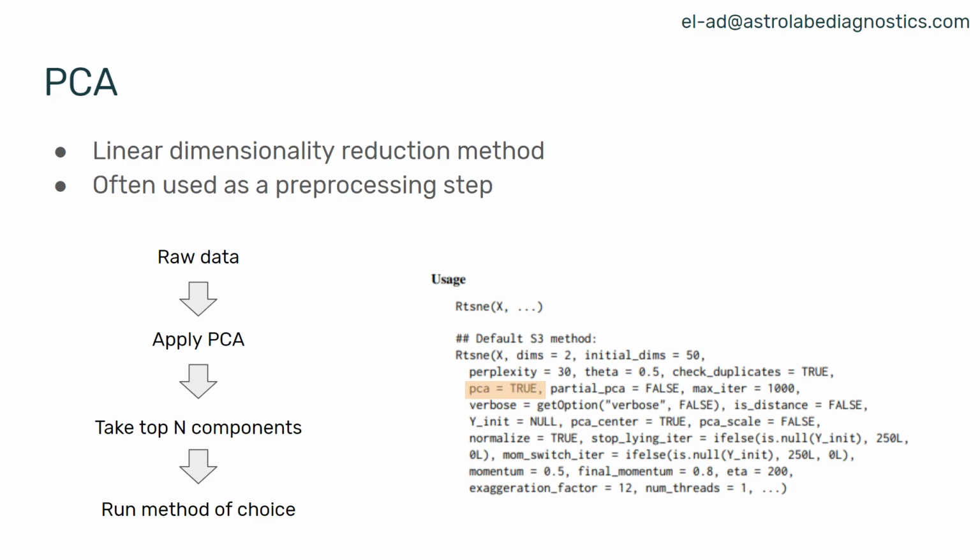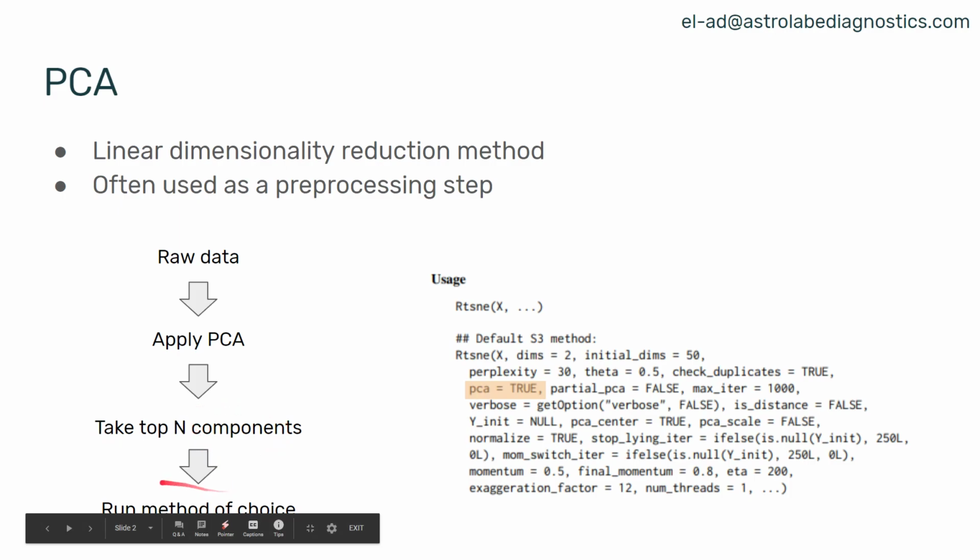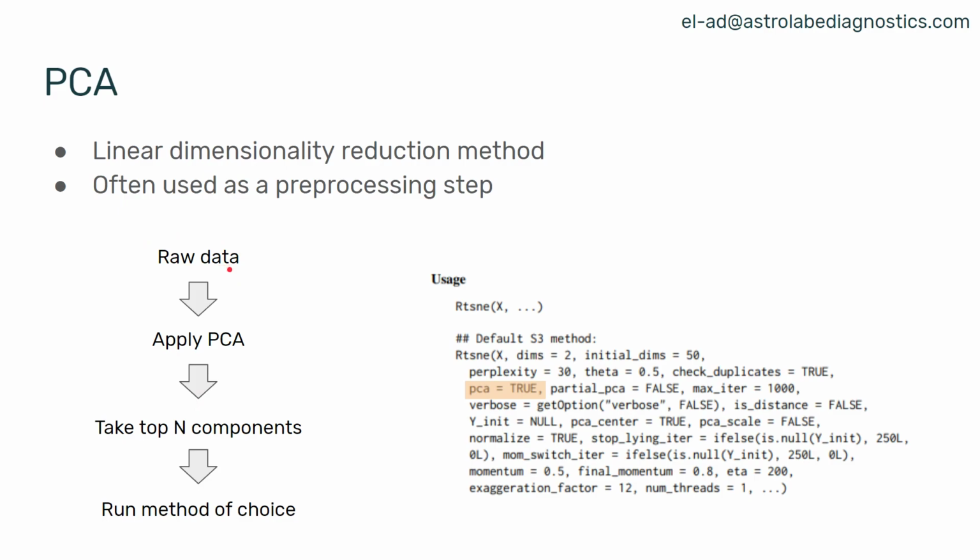PCA is often used as a pre-processing step, where you take your raw data, you apply PCA, you take the top n components, and you run your method of choice on these n components. So if your starting data is 50 dimensions, you run PCA, you take the top 10 dimensions, and you run your method of choice. The advantage is that you save memory and you save time. Running algorithms on 10-dimensional data is usually faster and less memory intensive than running them on 50-dimensional data.